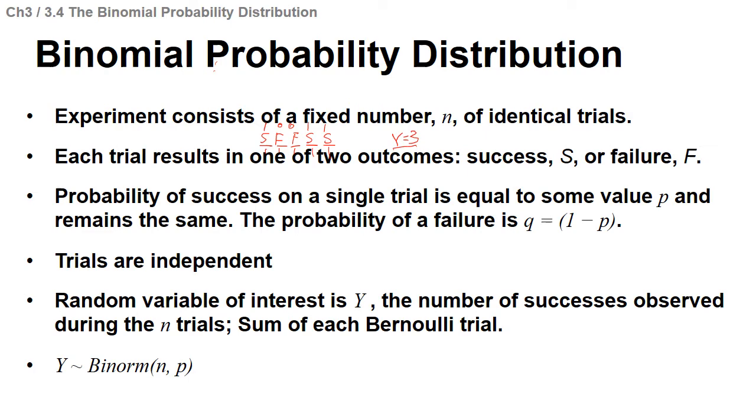For this kind of distribution, we say it this way. And here, for this example, y follows binom with 5 trials, and with probability p. If it is a balanced coin toss, it would be 0.5. Okay, so this is the binomial probability distribution.